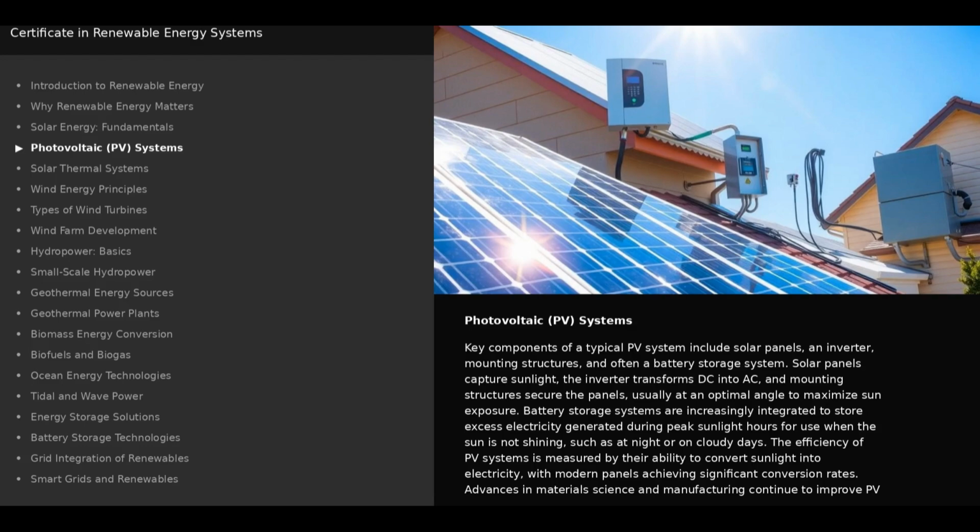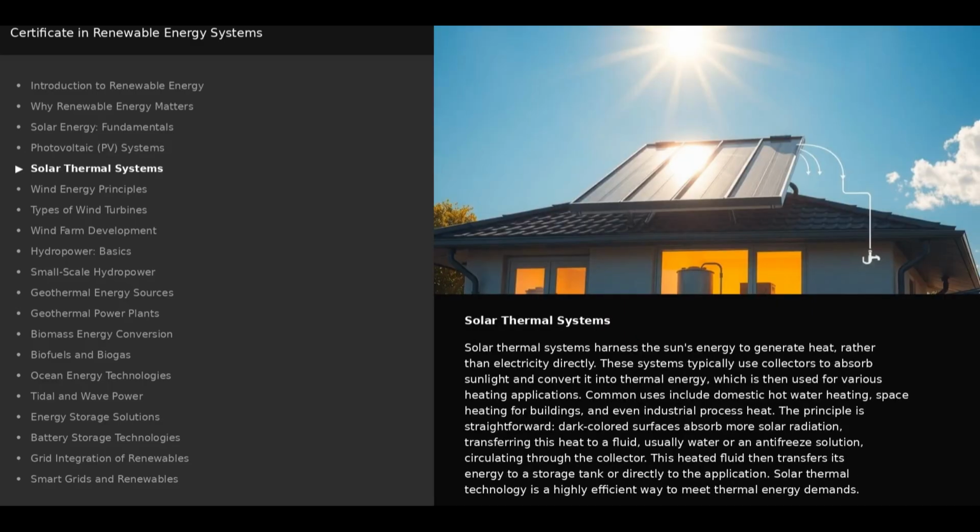The efficiency of PV systems is measured by their ability to convert sunlight into electricity, with modern panels achieving significant conversion rates. Advances in materials science and manufacturing continue to improve PV system performance and reduce costs, making them a cornerstone of renewable energy. Solar thermal systems.